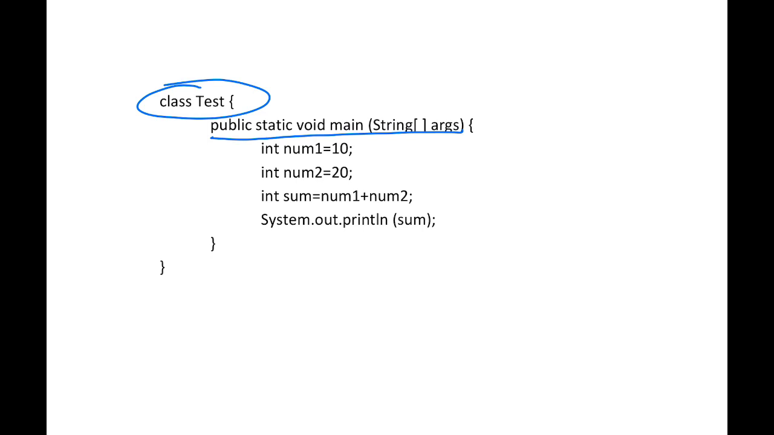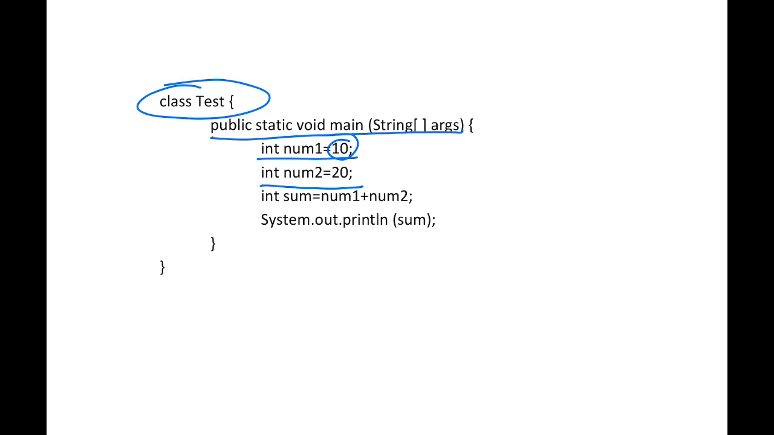Then we are taking int num1 equal to 10. That means num1 is a variable of type integer and we are assigning the value 10 to it. Similarly, int num2 equal to 20, that means num2 is a variable of type integer and we are assigning a value 20 to it.